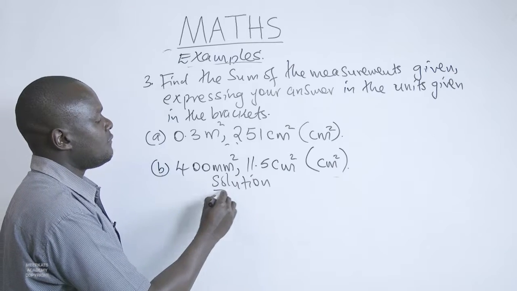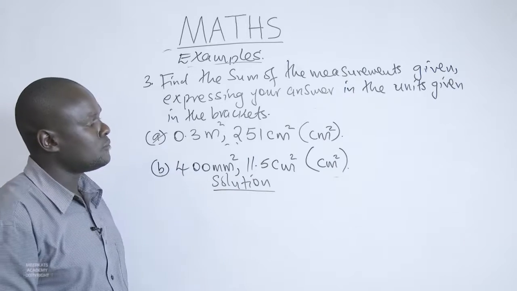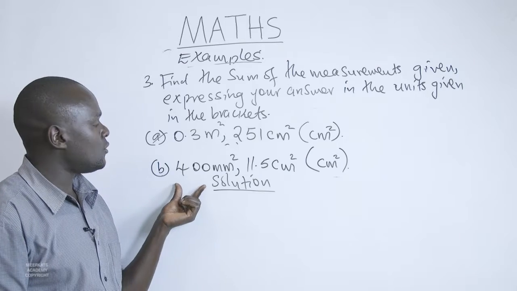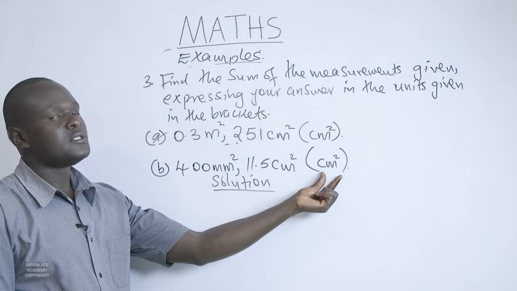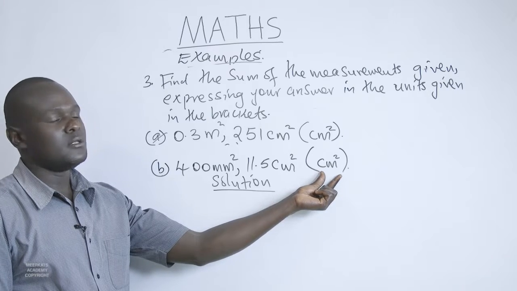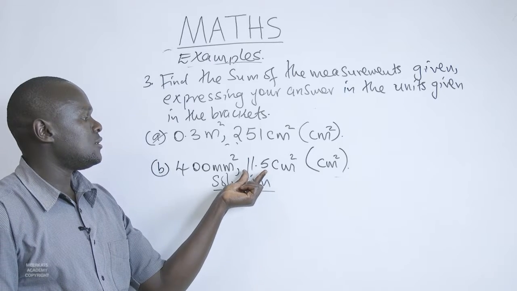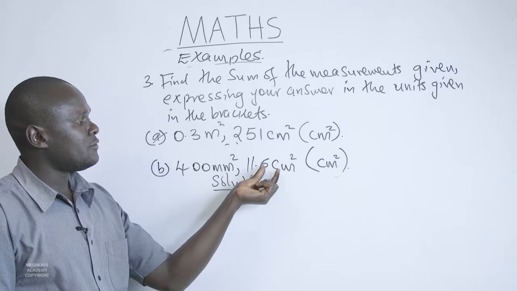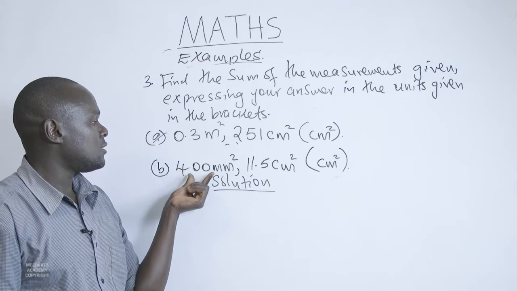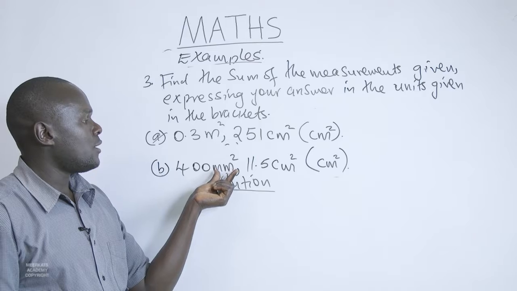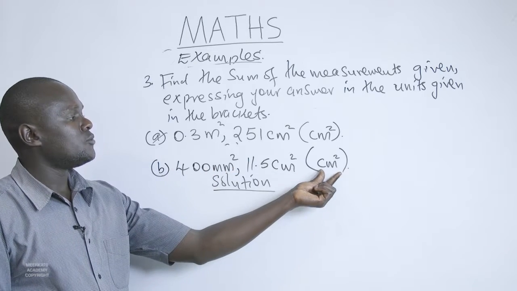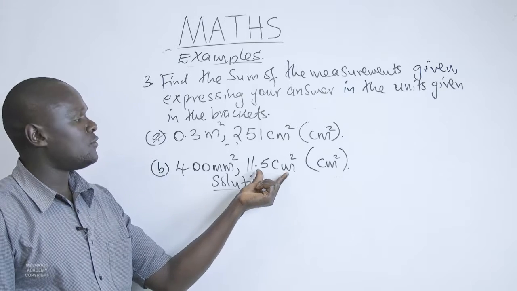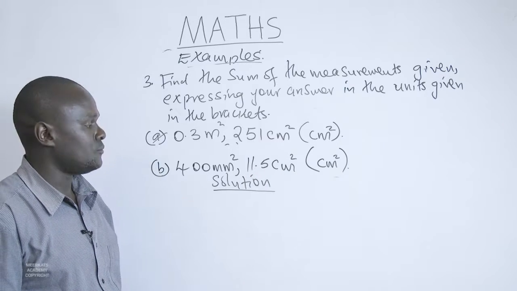Just like the way we have done in this first example, we need to make sure that all the units of measurement are in conformity with the units that we have been given in the brackets here. This decimal number is 11.5 square centimeters, while this one is 400 square millimeters. We convert the 400 square millimeters to square centimeters before we perform our addition.